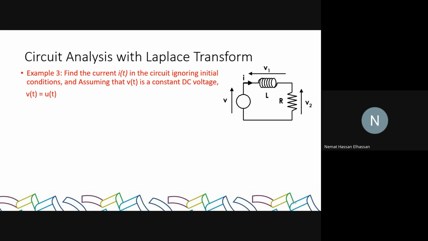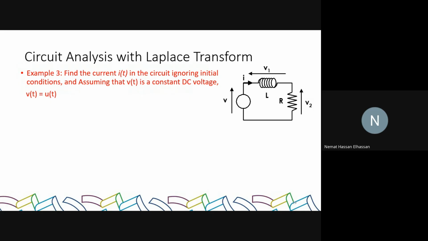For example, let's say that I have this circuit. It's a resistor and an inductor connected in series. And the question is: find the current in the circuit, ignoring initial conditions. This is very important information. And assume that your voltage V of t is a constant DC voltage, V of t is equal to u of t. What does that mean? It means that your voltage is 1 volt, right? The unit step is a function with value of 1. So the question is to find the current I passing through the circuit.